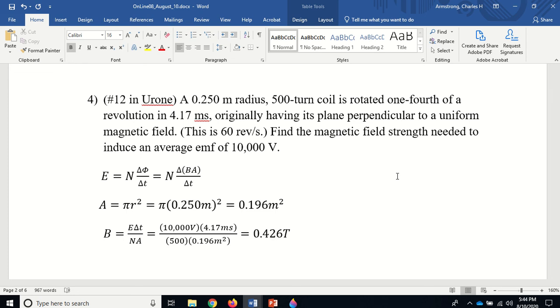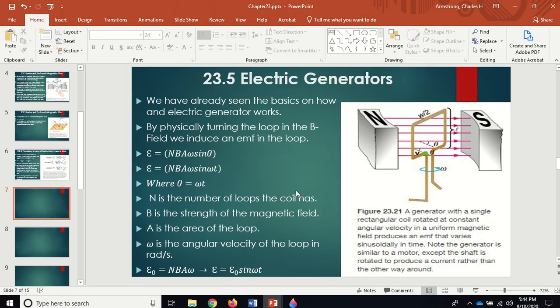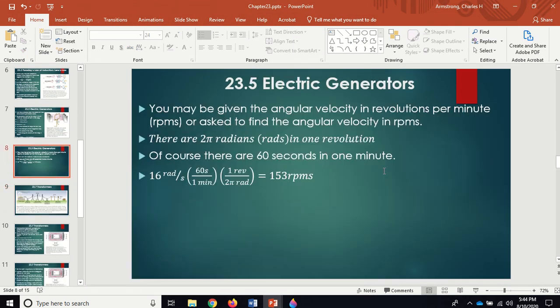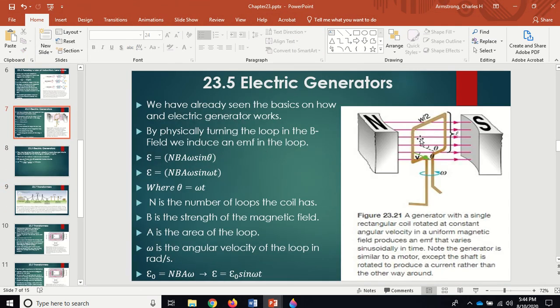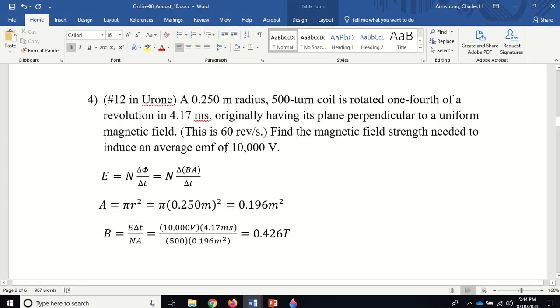So we know, again, it's back to this guy spinning in the field. This guy here is spinning, okay? So we know what it's spinning like, and we know all that stuff. What we want to do is find out what magnetic field strength we have to have to get that 10,000 volts we want. So again, we'll go with the maximum.